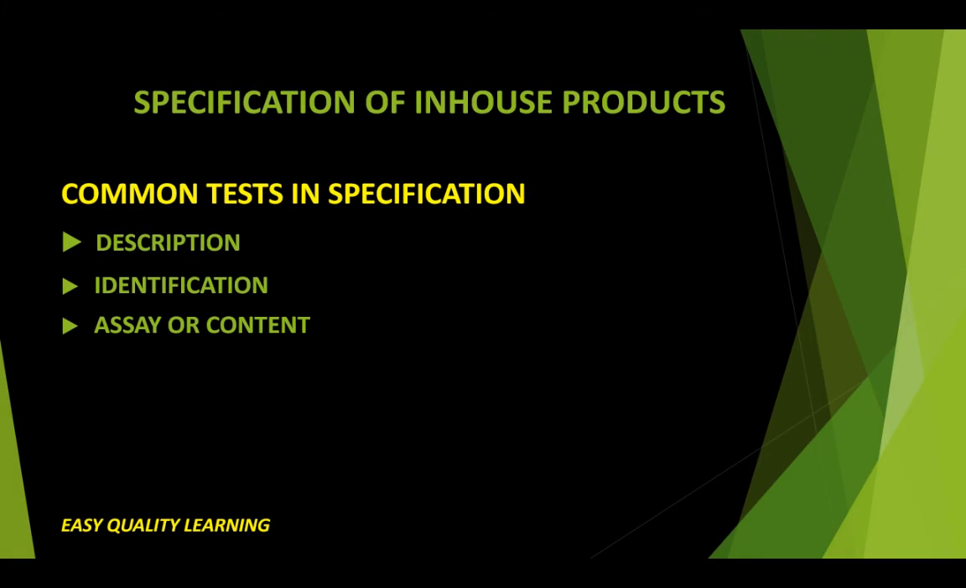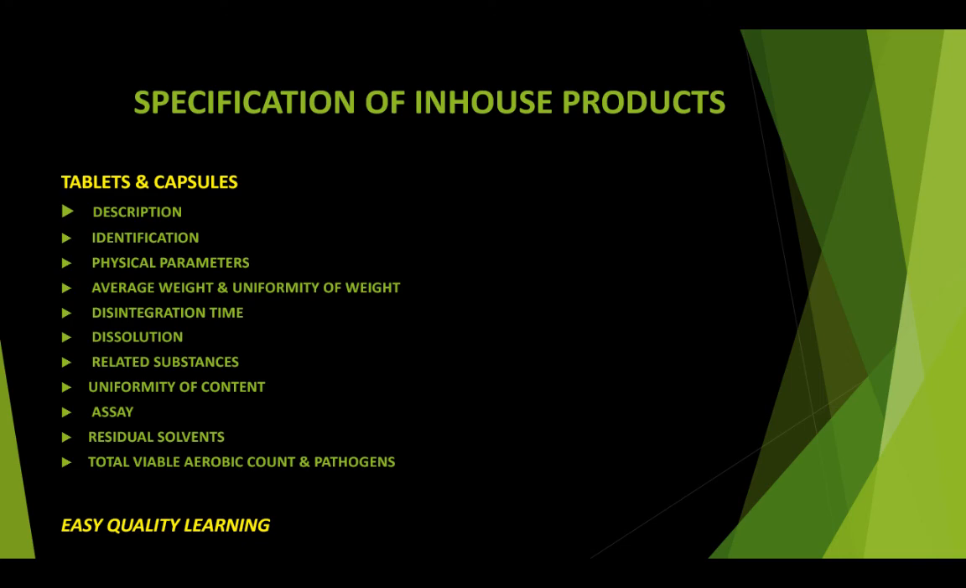Now there are common tests in specification. Whatever dosage form you are making, or if you are making API, these tests appear. So what are those common tests? Number one is description. So what is the description of the material or dosage form? It is generally specified in our specification. Identification is the second one, and assay or content. So these three tests are generally a part of a specification for every dosage form.